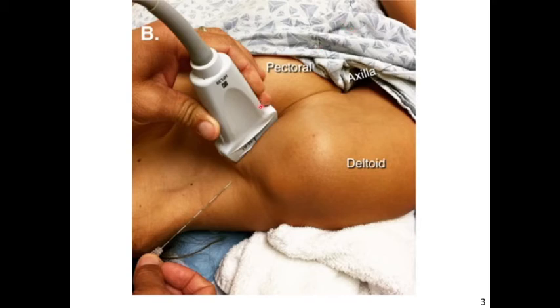In this image, we see a line that is drawn from the probe to the axilla, and so the ultrasound probe should be parallel to this trajectory, and the needle should also be advanced parallel to this, and so the tip of the needle should be seen exiting from underneath the clavicle and easily visualized with the ultrasound.